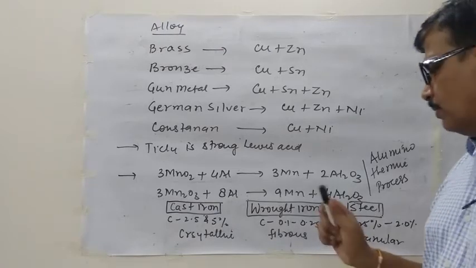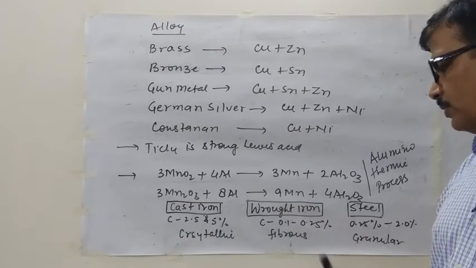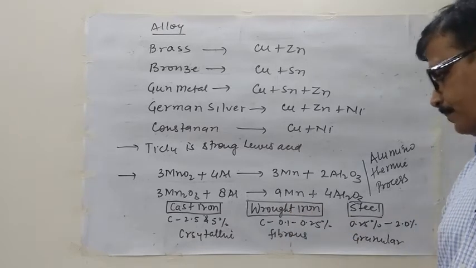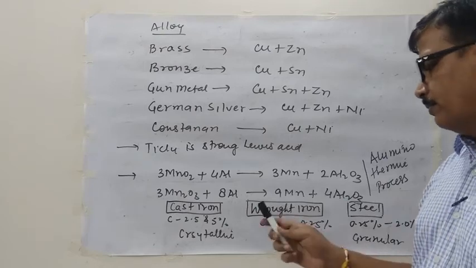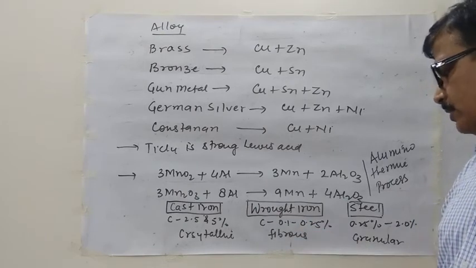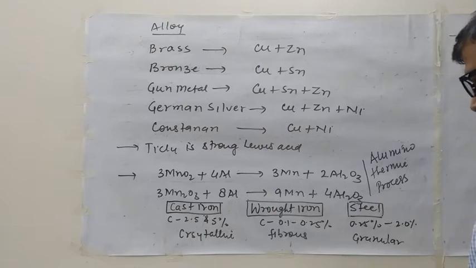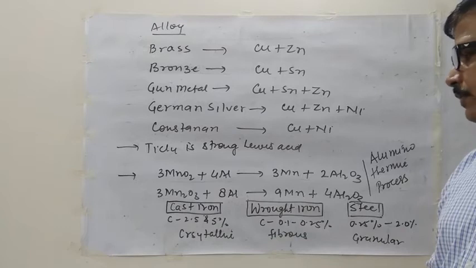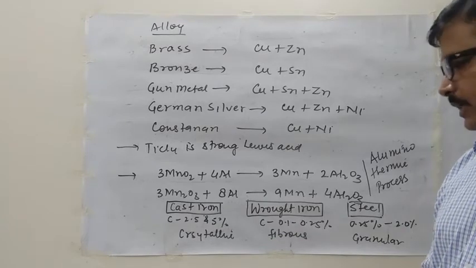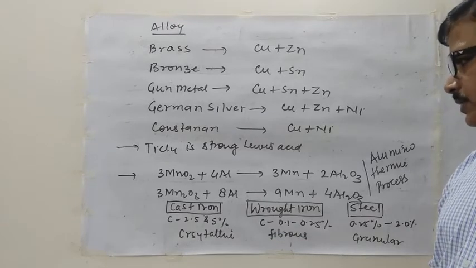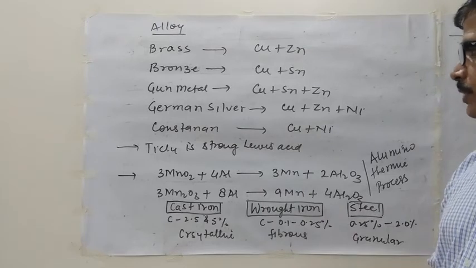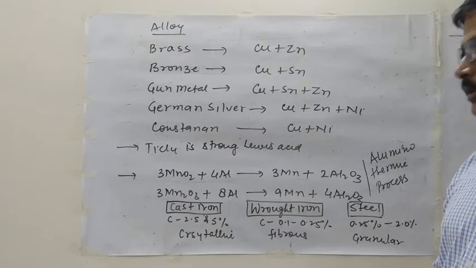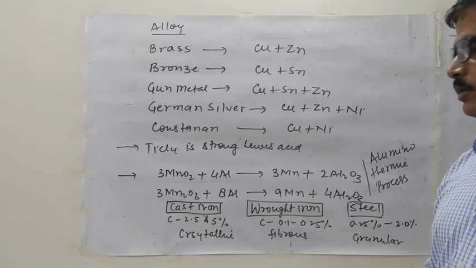It means wrought iron has the minimum carbon percentage. Now you must remember that cast iron is crystalline in nature, wrought iron is fibrous, and steel is granular in nature. Clear? So this is very important for NEET and board examination. It is not coming in JEE. So this is important for board examination as well as NEET students. So you must remember this, students who belong to NEET and board examination.